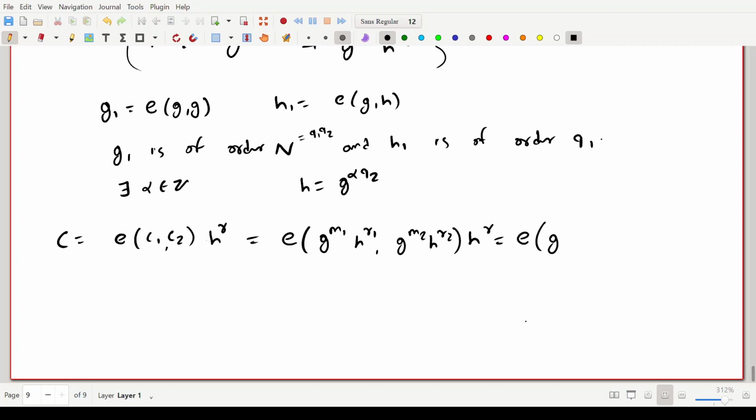Now if you put the value of h, then this will become e of g raised to m1 plus alpha q2 r1, as I told you, here there is a relation, and g raised to m2 plus alpha q2 r2, multiplied by this h1, here it is h1, raised to r.